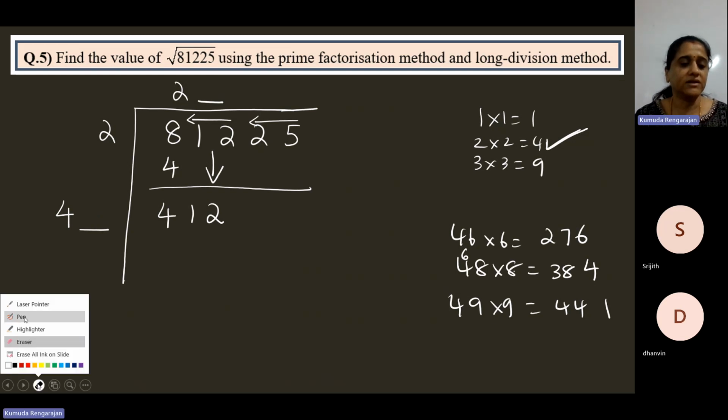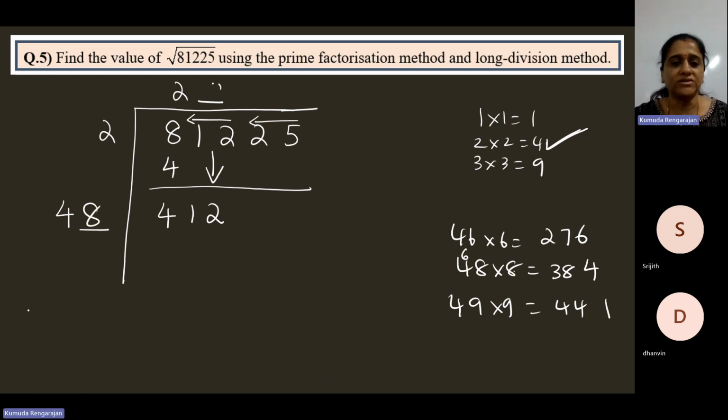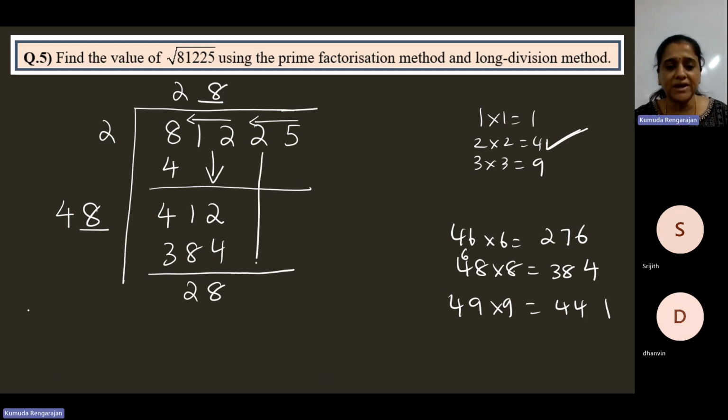So 48 into 8 is 384. Now subtract. 28. Bring the next pair down. Double the quotient. The quotient is 28. Double it. So 28 into 2, 56.